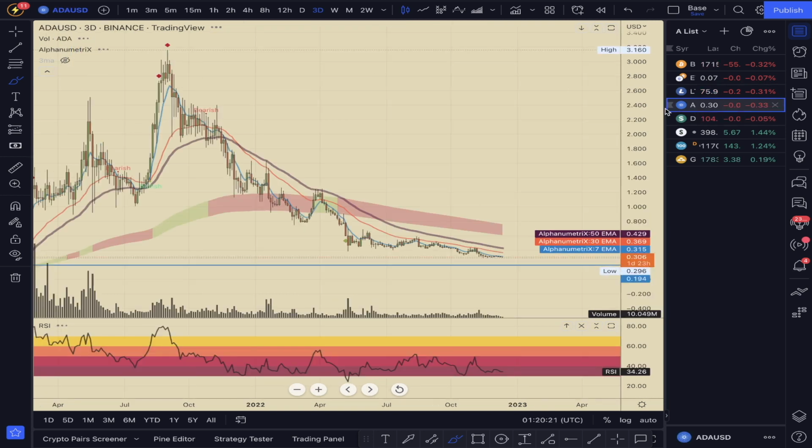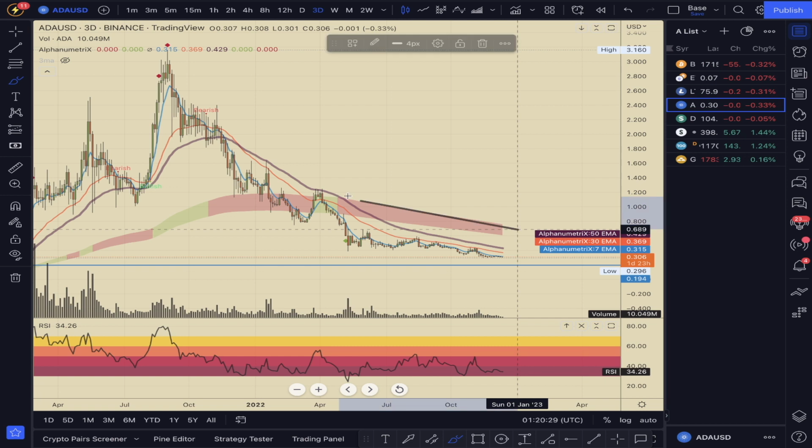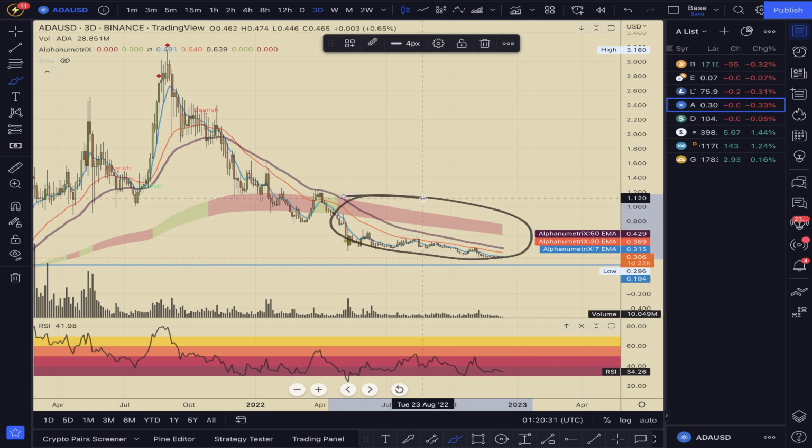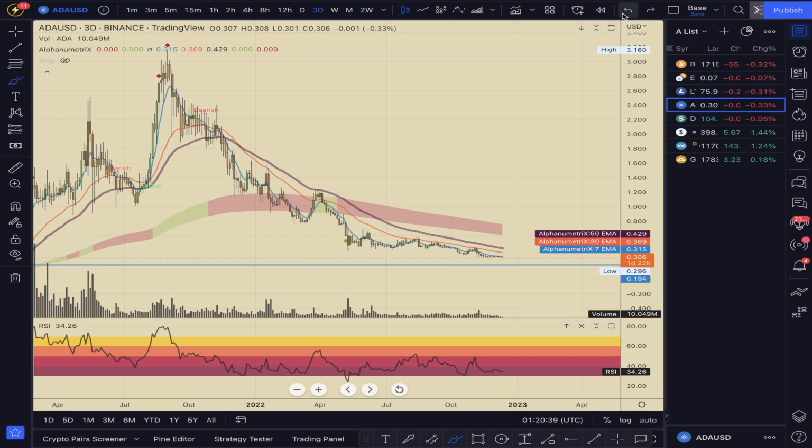Cardano, really, really low momentum here on Cardano. Stuck below the 7 on the 3-day, so the momentum is really, really low. I mean, there's nothing really bullish to talk about in Cardano. Price action is low, spread is low, momentum is low. EMAs are in bearish alignment. No bullish narrative that can be spun for Cardano as it stands right now.